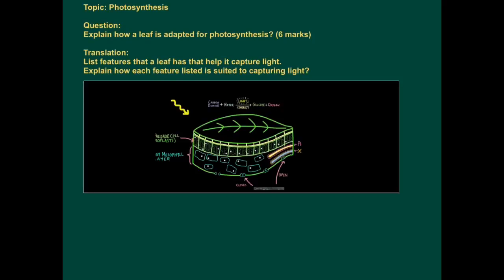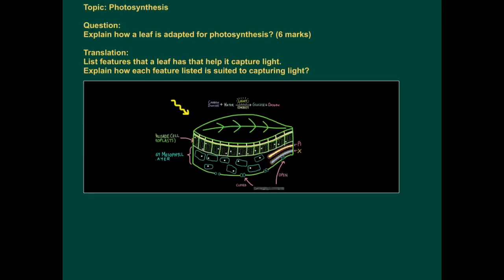This exam application tutorial is on photosynthesis. The question for 6 marks is explain how a leaf is adapted for photosynthesis. So, photosynthesis is a chemical reaction or a process that plants carry out to produce sugars from sunlight. To do this, they have to react carbon dioxide and water.